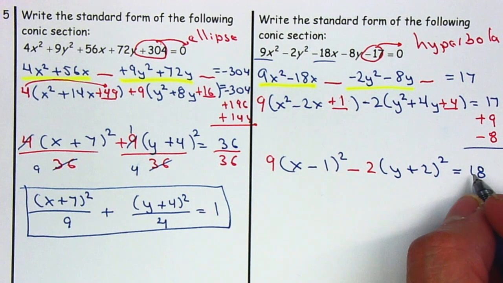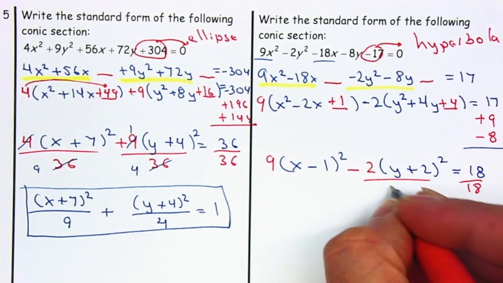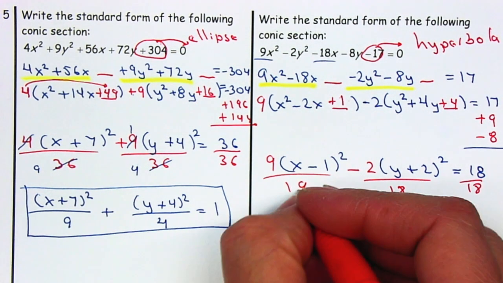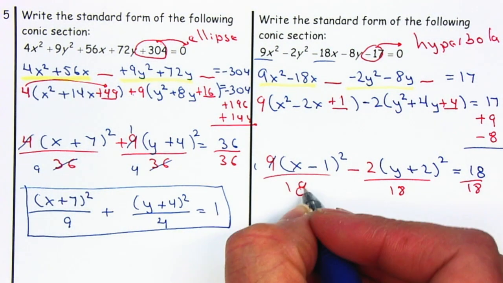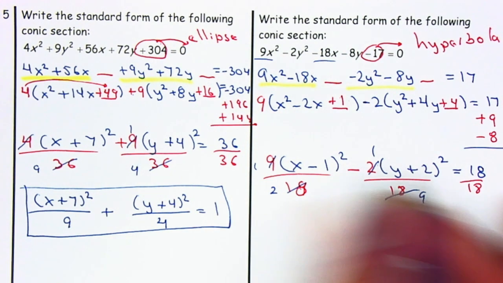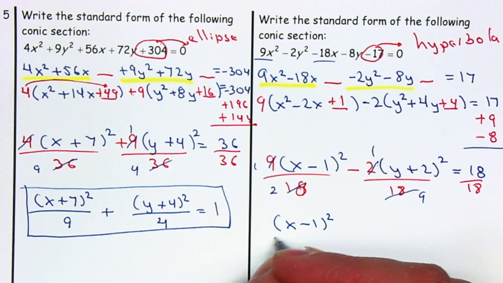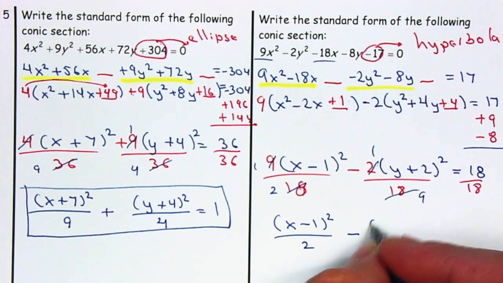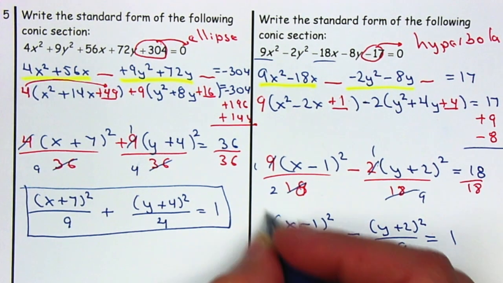Now I can make it equal to 1 by dividing by 18. I'm going to reduce my fraction, so dividing by 9 gives me 1 over 2. Dividing by 2 gives me 1 over 9. My standard form will be x minus 1 squared over 2 minus, I don't need the 1, so it will be just y plus 2 squared over 9, and that will be equal to 1.